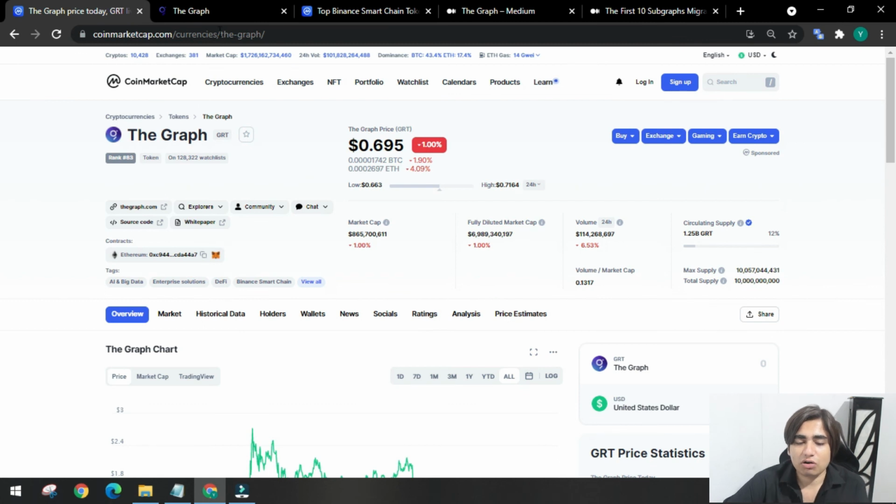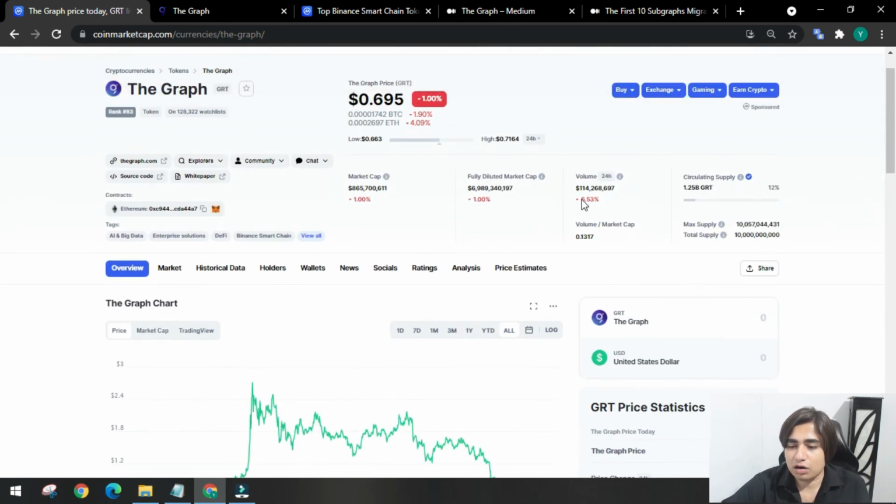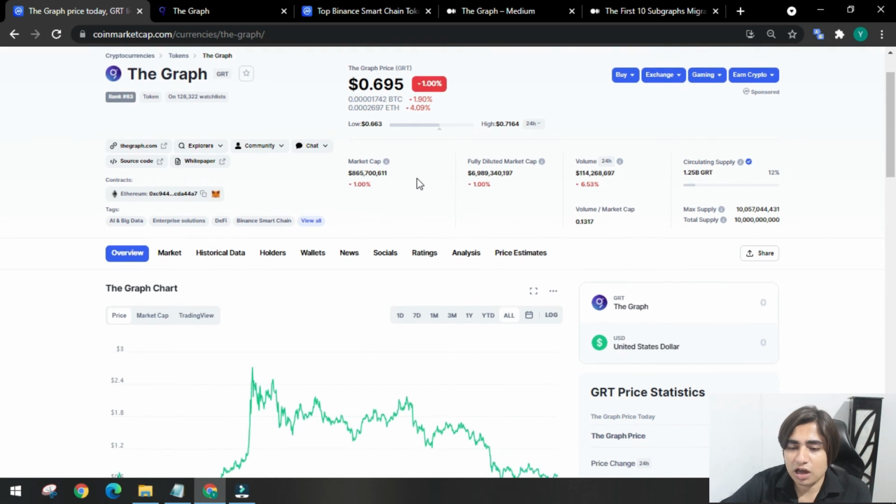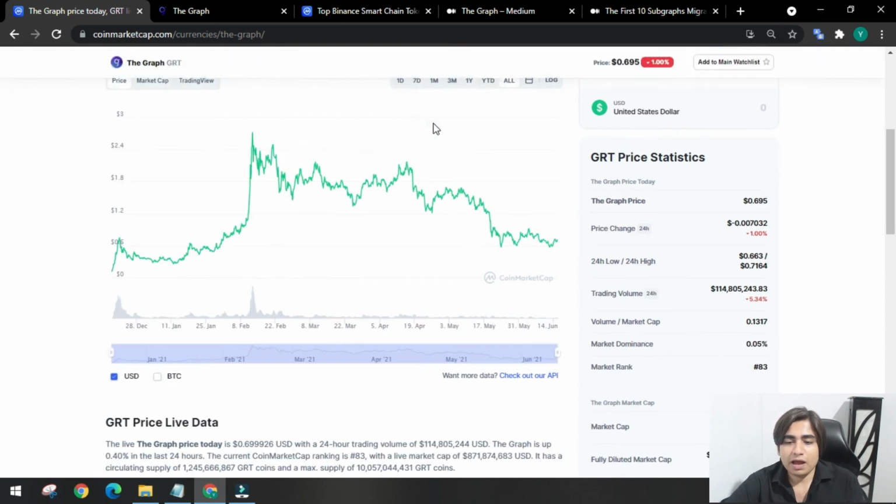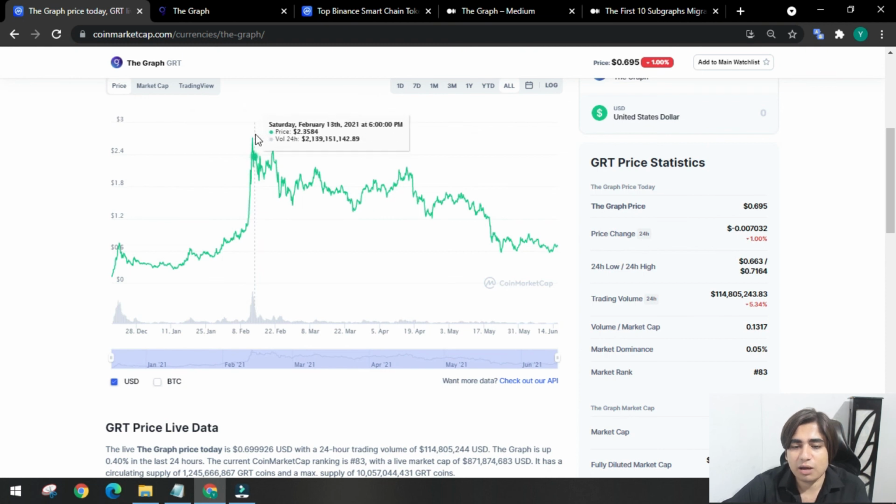And as you can see on CoinMarketCap, it is ranked 83. The price is $0.6 and it's been down 1%. The last 24-hour trading volume is $114.2 million, and the full market cap is 865.7 million. And you can see the chart here. It sometimes touches its all-time high here at 2.7. And then it had a dip period until there, but it broke three levels of support, and here it found support and it's static in that period.